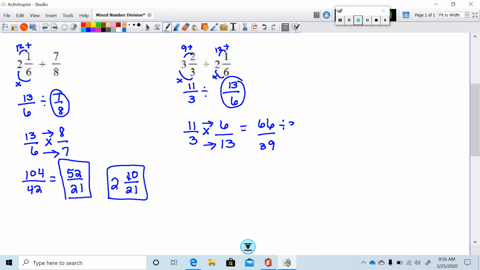We can divide both of these by 3. You want to simplify them. 66 divided by 3 is 22, and 39 divided by 3 is 13. So that's the improper fraction. For the mixed number, you keep the denominator. 13 goes into 22 one time with 9 left over.